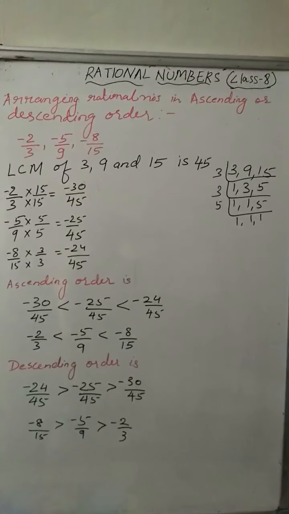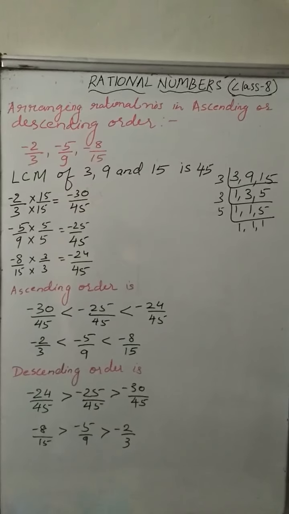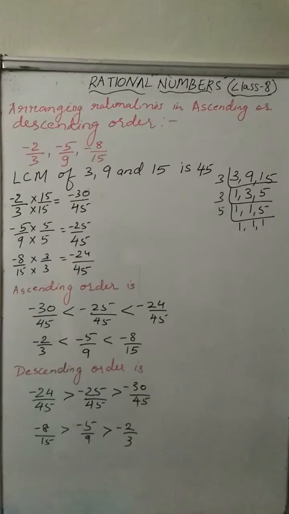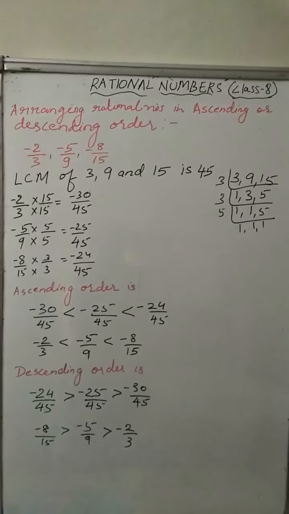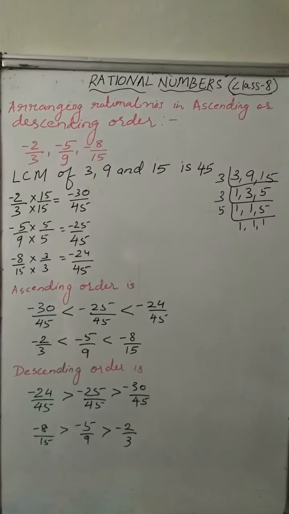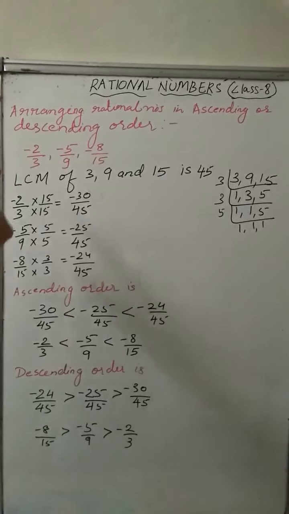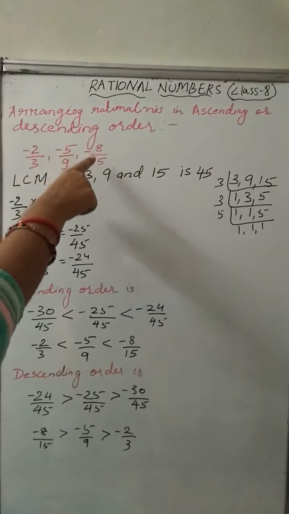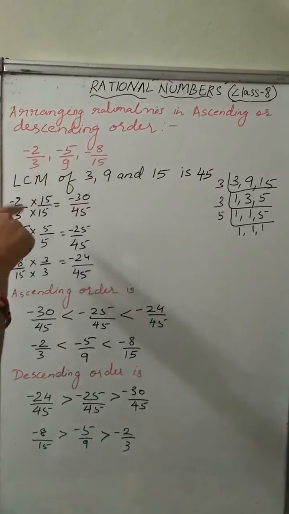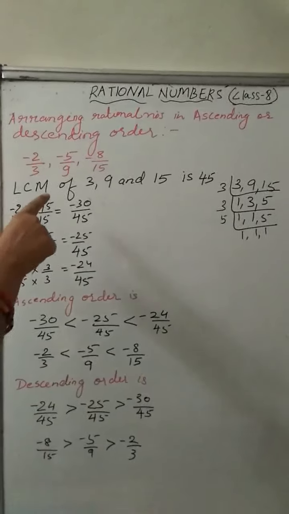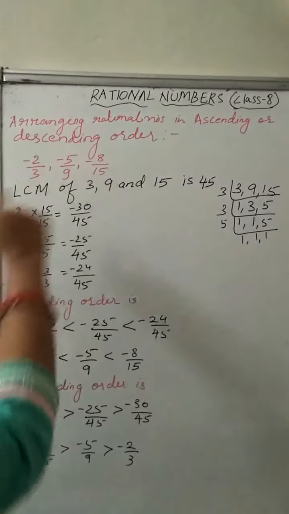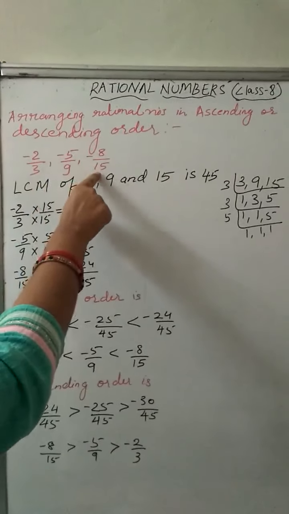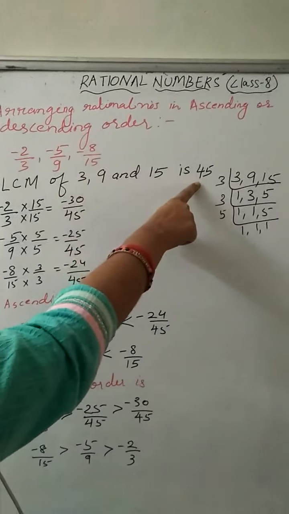Arranging rational numbers in ascending or descending order. Ascending means from small to big and descending is from big to small. So let us take an example. Minus 2 by 3, minus 5 by 9 and minus 8 by 15. So first of all, we have to take the LCM of denominators. So LCM of 3, 9 and 15 is 45.